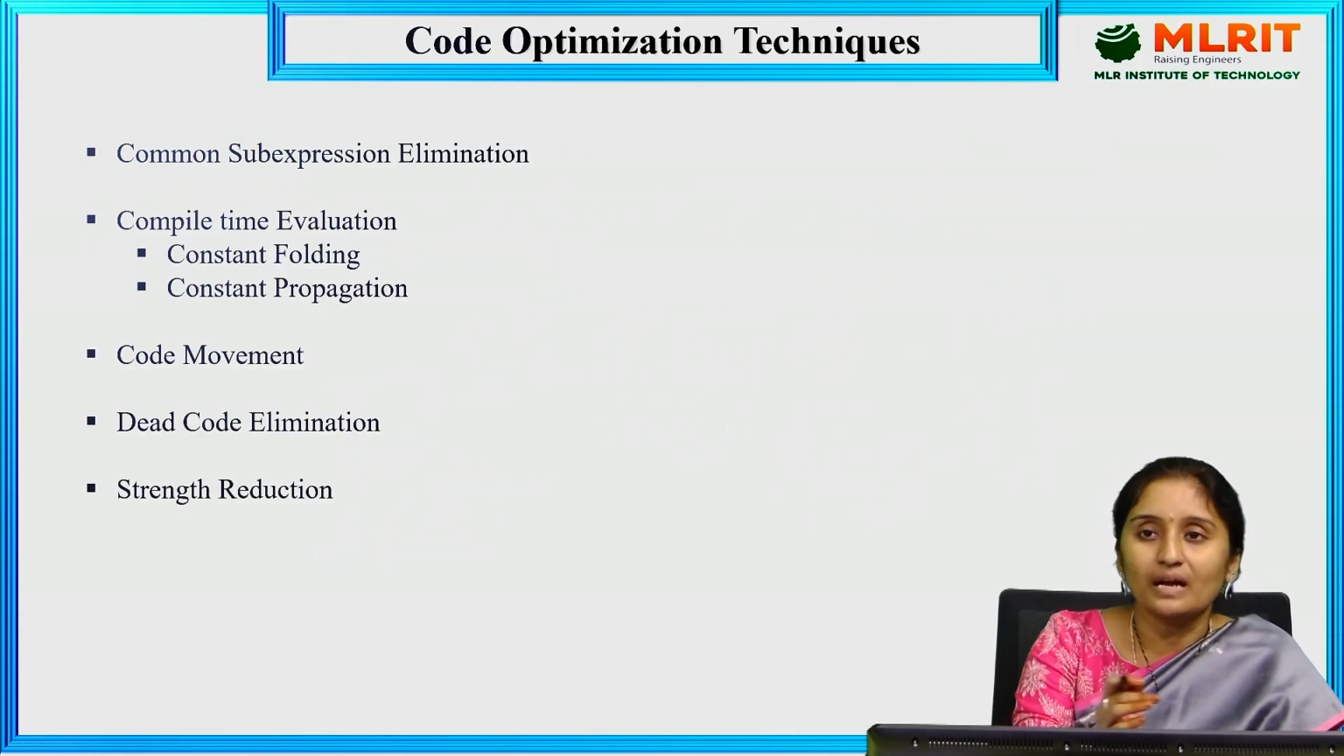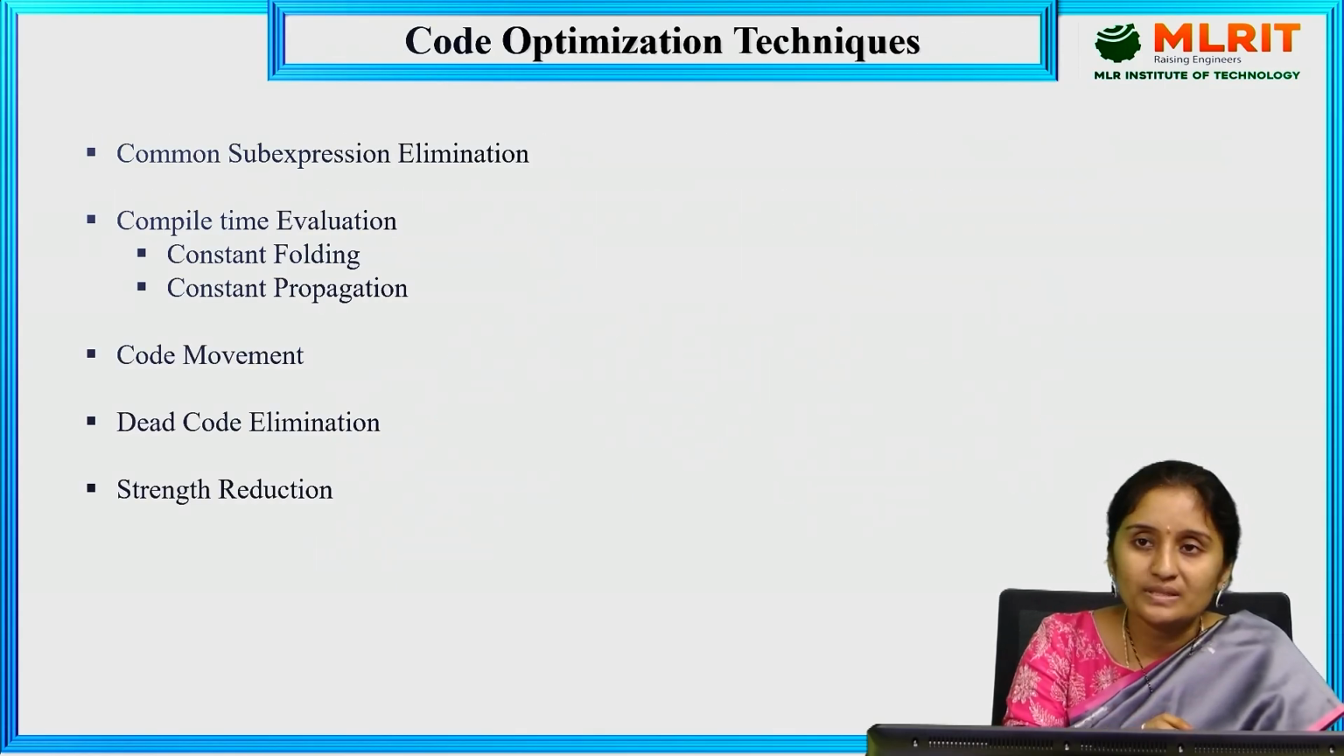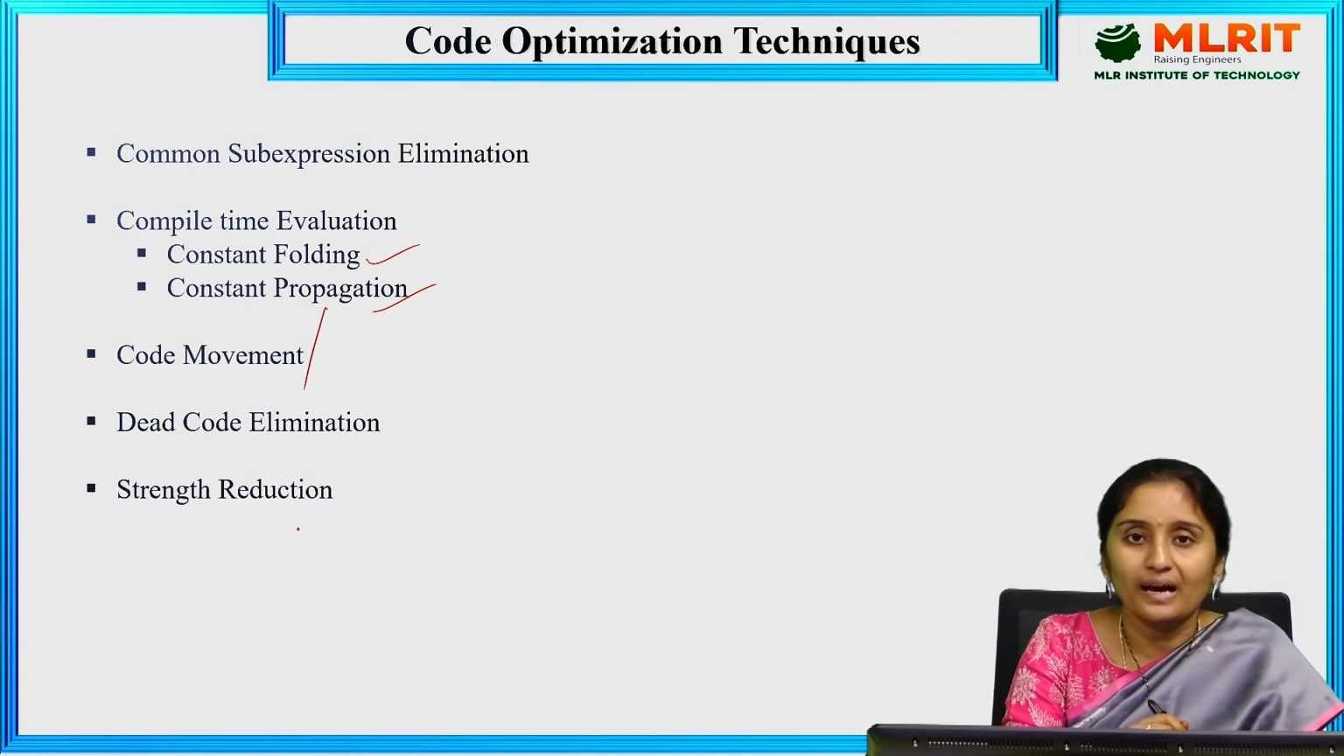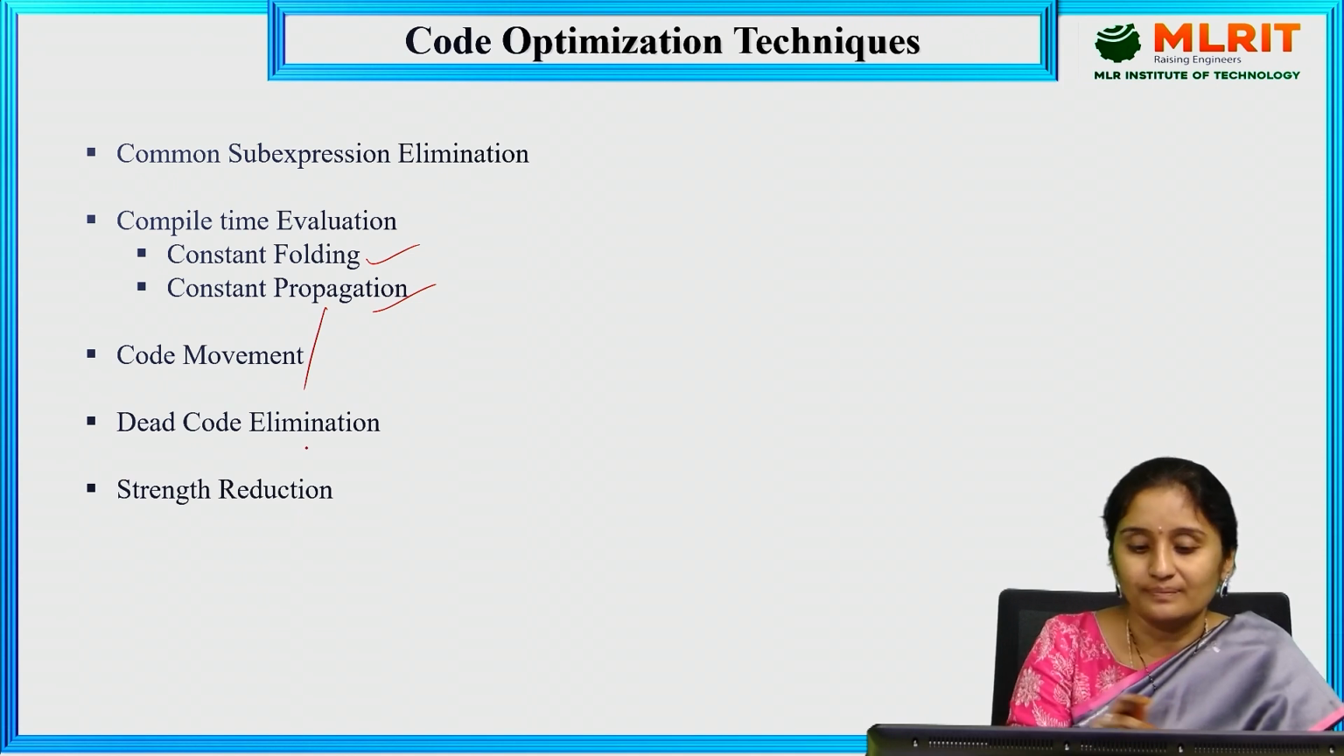The techniques that come under code optimization are common sub-expression elimination and compile time evaluation. Under compile time evaluation, we have constant folding and constant propagation. The next one is code movement, which we can also call code motion, and then dead code elimination and strength reduction. These are the things we are going to discuss here.